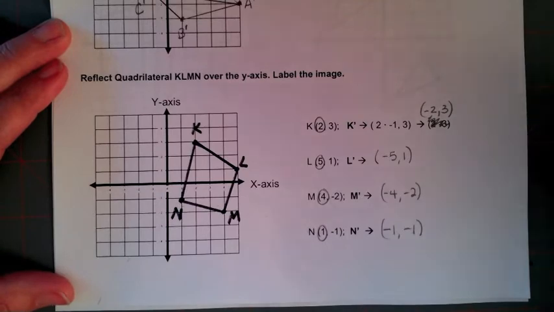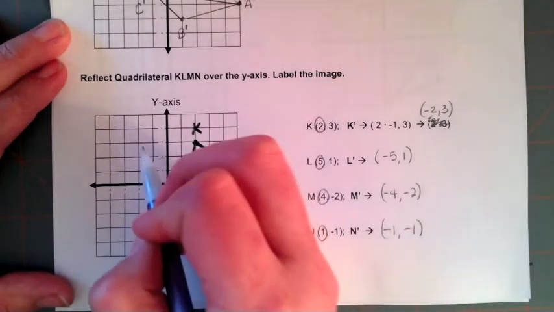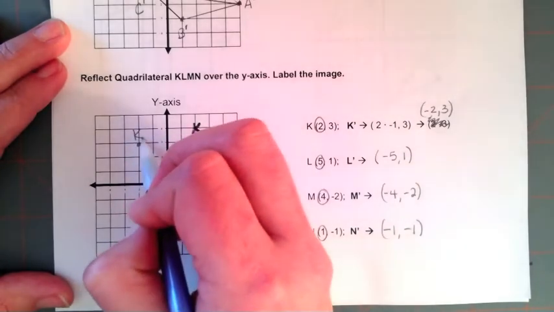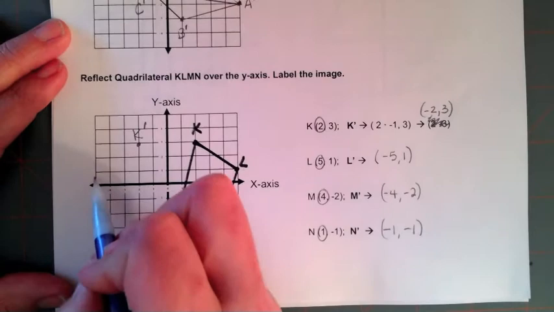Now we can label them. K is -2, +3. That one will get labeled K prime. L prime is -5, +1.